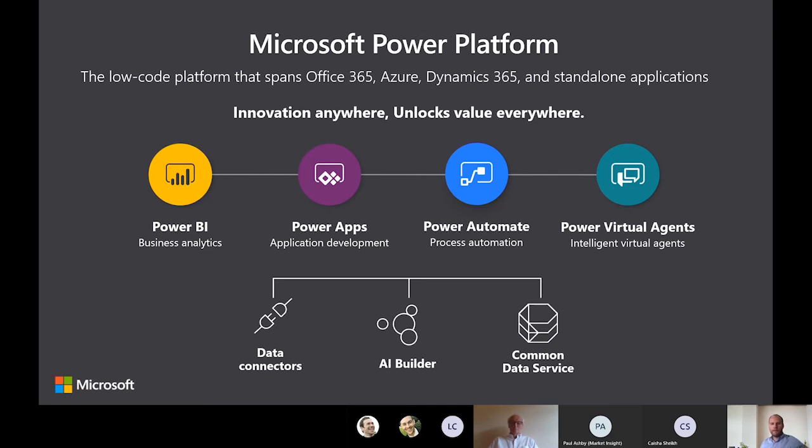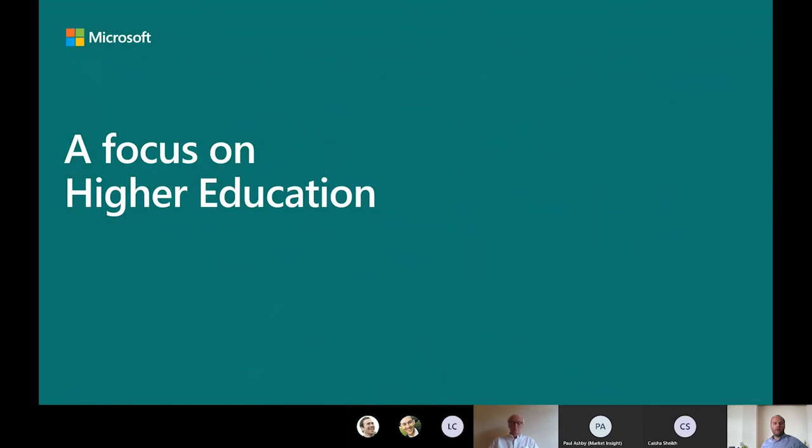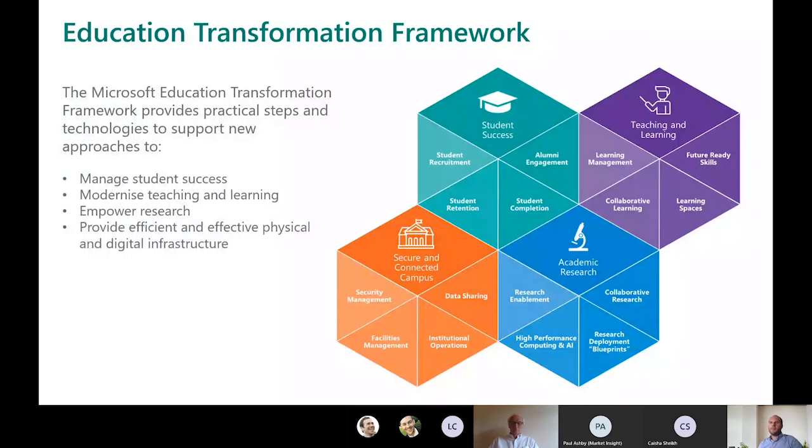Cool. Okay. So let's bring this to the sector that we all work in and care about. How does this come to life in education? So everything that we do as Microsoft from an education perspective is focused on what we call our ETF, our Education Transformation Framework. And this framework highlights the 4 key bubbles, if you like, that we're really focused on. The first is on academic research. So how do we support higher education organizations with our kind of deep cloud infrastructure, our sophisticated AI and machine learning to support academic research?